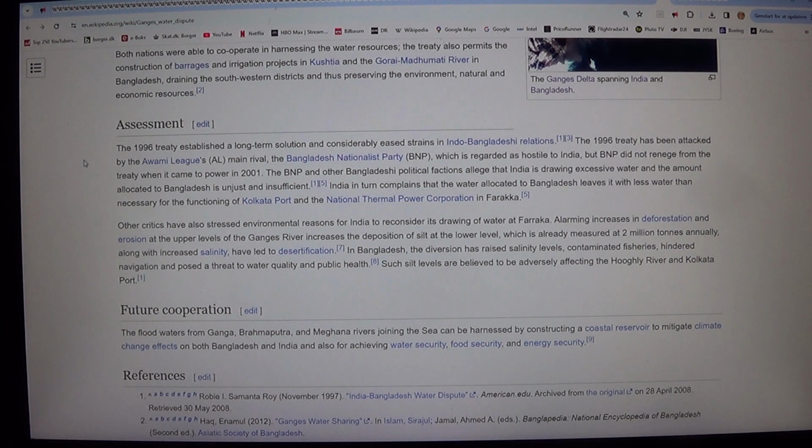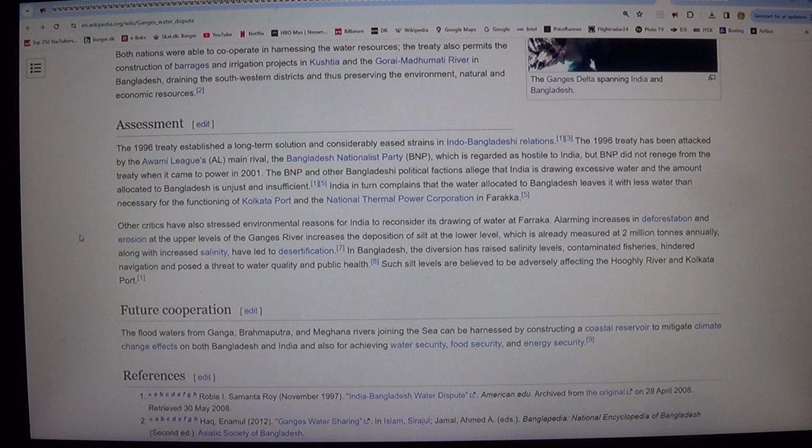The BNP and other Bangladeshi political factions allege that India is drawing excessive water and the amount allocated to Bangladesh is unjust and insufficient. India in turn complains that the water allocated to Bangladesh leaves it with less water than necessary for the functioning of Kolkata Port and the National Thermal Power Corporation in Farakka. Other critics have also stressed environmental reasons for India to reconsider its drawing of water at Farakka.